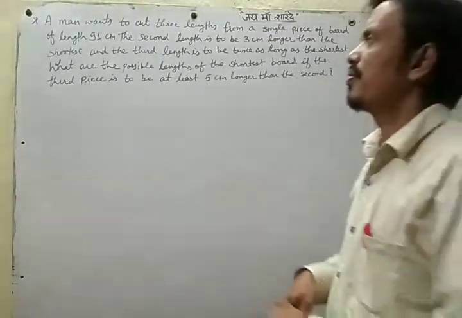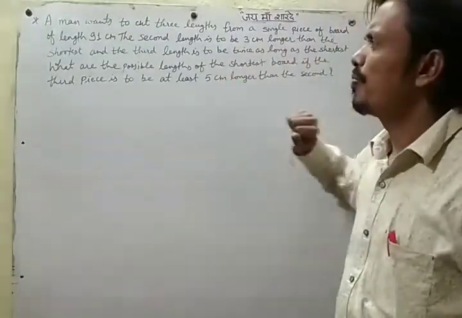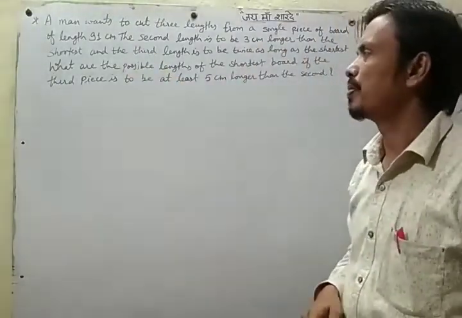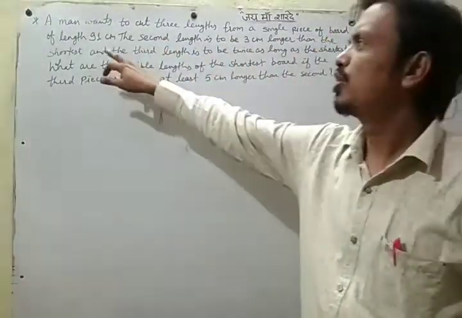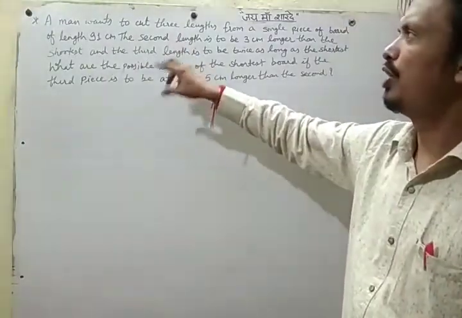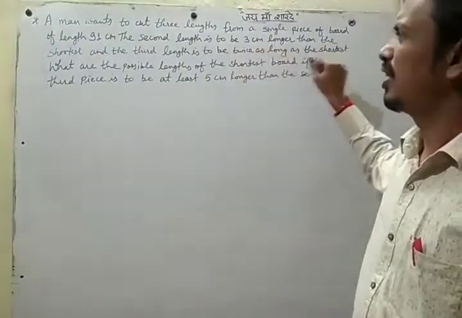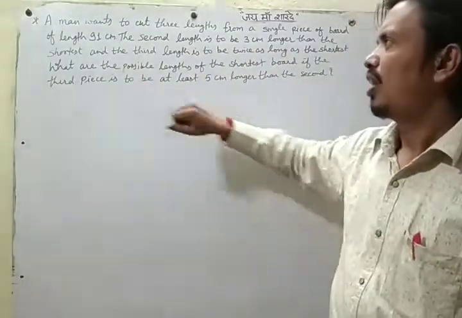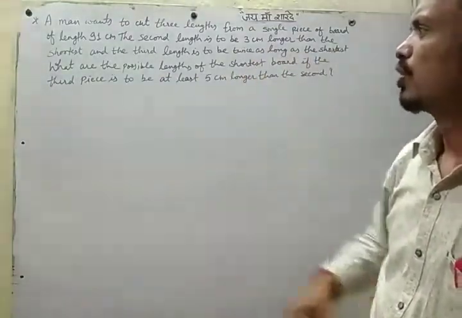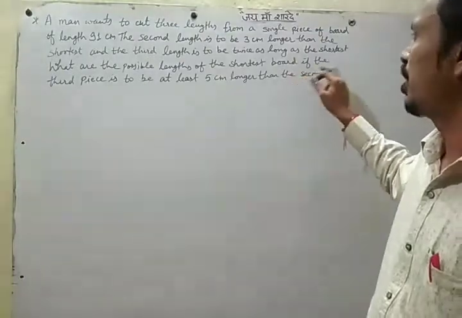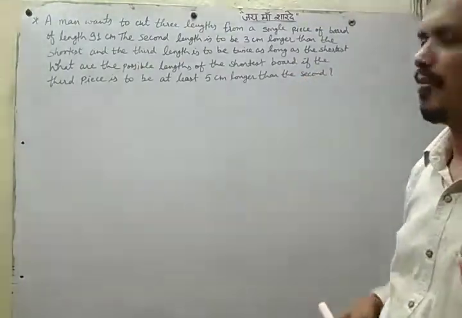Okay, now the question is: a man wants to cut 3 lengths from a single piece of board of length 91 centimeter. A man has one board of length 91 centimeter, and now he wants to cut it into 3 pieces. The second length is to be 3 centimeter longer than the shortest, and the third length is to be twice as long as the shortest. So what are the possible lengths of the shortest board if the third piece is to be at least 5 centimeter longer than the second?